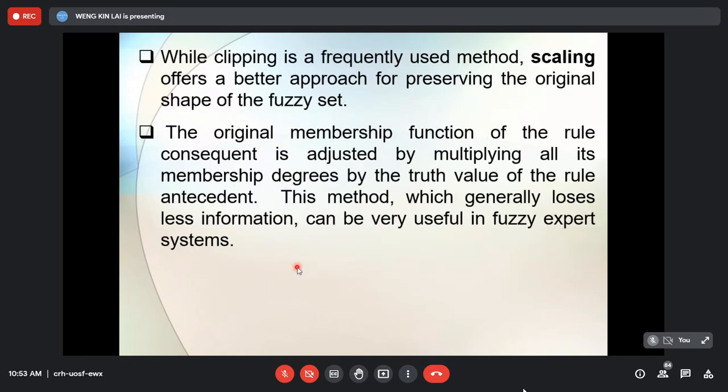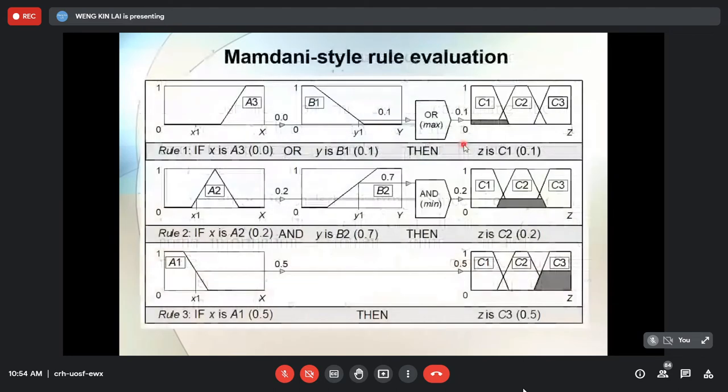While clipping is frequently used, the other popular method people use is scaling. Scaling is better because it preserves the original shape of the fuzzy set. It scales it down. So what does scaling mean? We'll see in the next few slides a comparison between clipping and scaling. We're also talking about the root consequence, which is this part. So do I use clipping as shown here, or do I use scaling? How does it work in scaling?